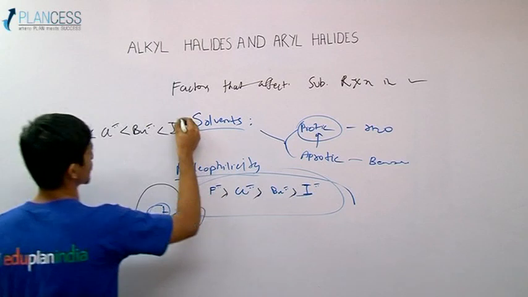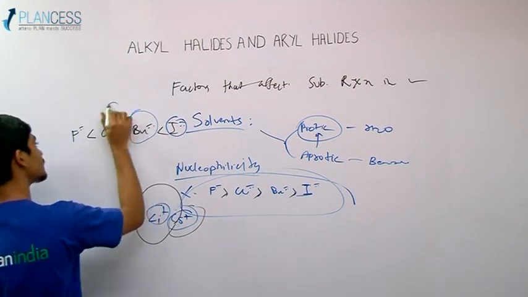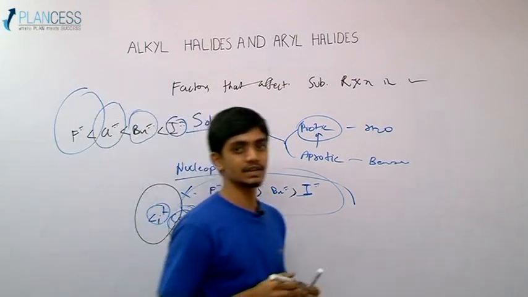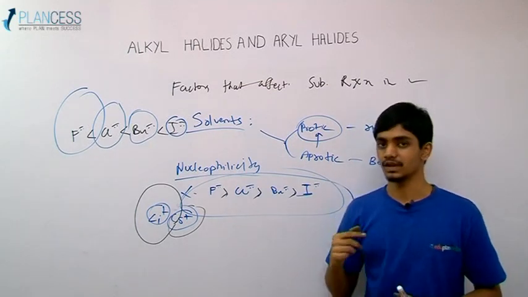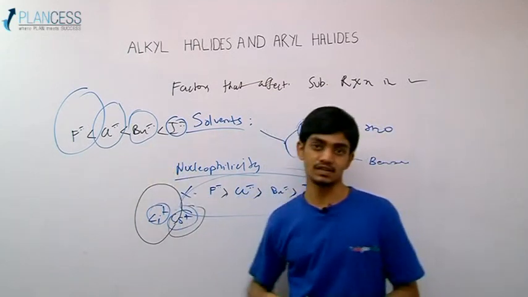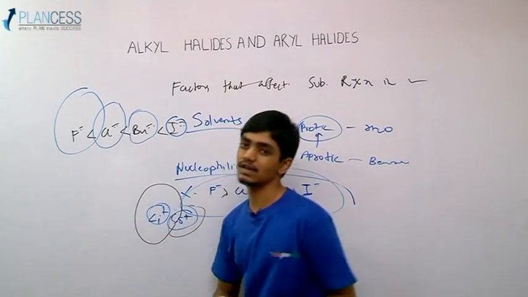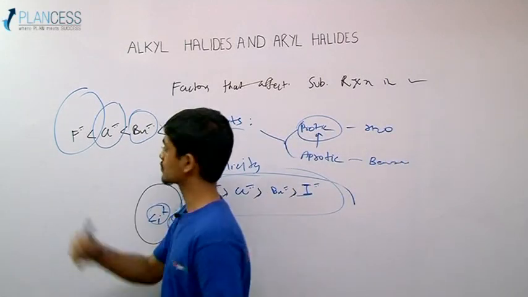Here I minus is very less solvated, Br minus is more solvated, Cl minus is even more solvated, and F minus is the most solvated case, and hence the size matters over here. That is, the effective size of F minus is the biggest, and hence it is a very weak nucleophile. But I minus has the smallest effective size, and it is the best nucleophile possible among these four.